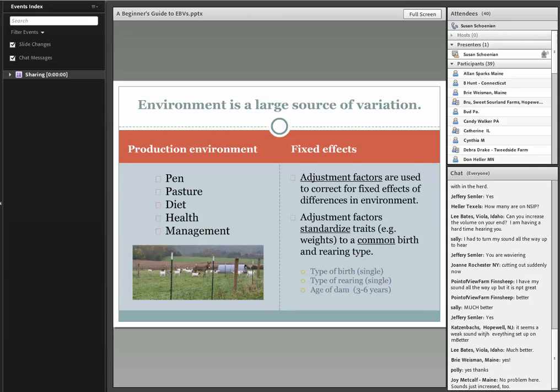Basically adjust them to a common birth and rearing type: a single, born and raised a single, raised by a doe or ewe between the ages of 3 and 6. These adjustment factors are the same ones you use if you do adjusted weaning weights. So if you're doing adjusted weaning weights on your farm, you're probably using the same, standard adjustment factors. With EBVs, we're able to develop ones that are specific to a breed. For example, Katahdins now have their own EBVs.